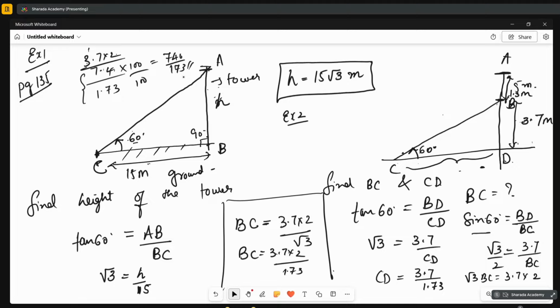Okay. Decimal division is difficult, no? So multiply both by 100 and 100. You will get 740 by 173. You will get the direction. That only to simplify and tell us how to do.